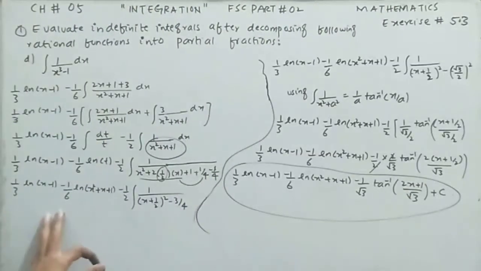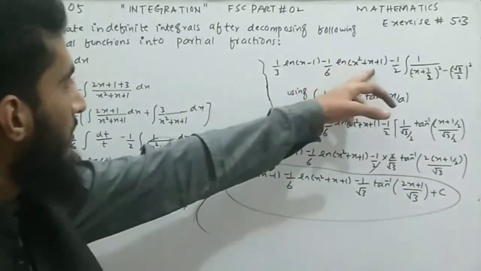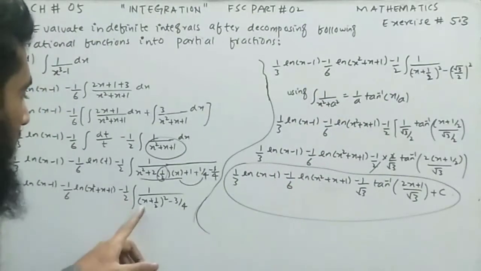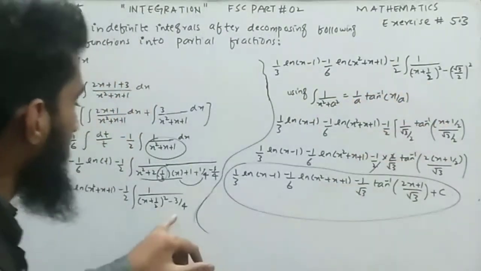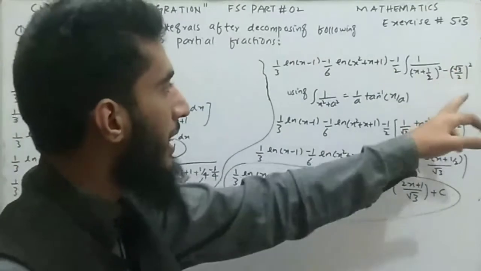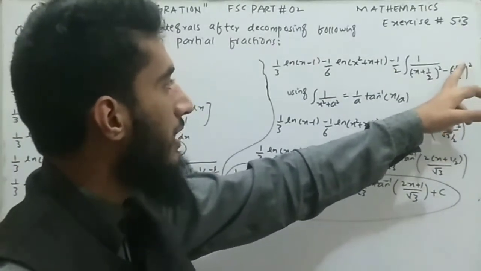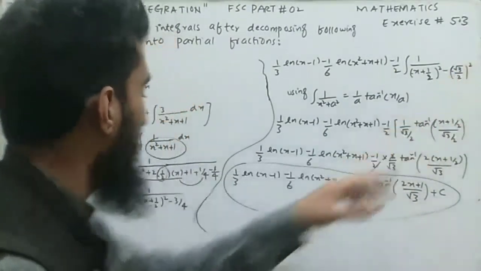Now after this step we will get 1 over 3 into ln of x minus 1, minus 1 by 6 into ln of x square plus x plus 1, minus 1 by 2. Over here x plus 1 over 2 whole square will come down as it is. 3 by 4 can be written as square root 3 by 2 whole square, because if the square starts under the root, we are left with 3, and 2 square will give us 3 by 4 again.